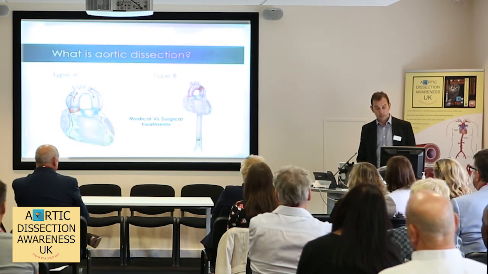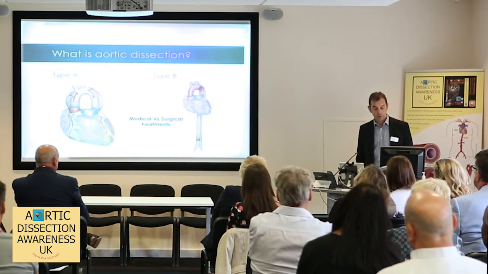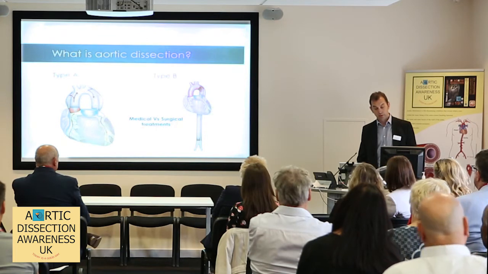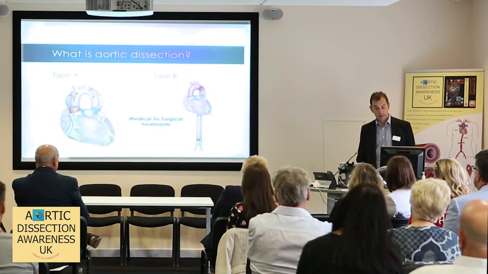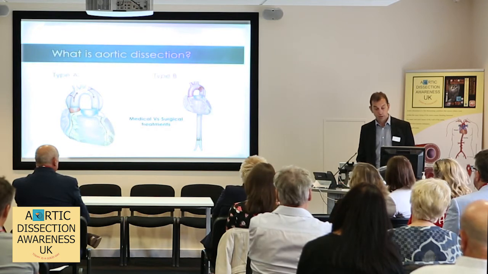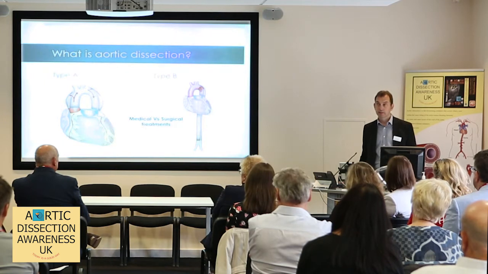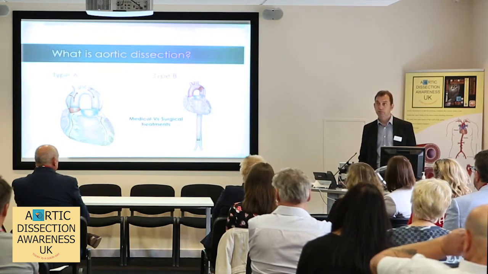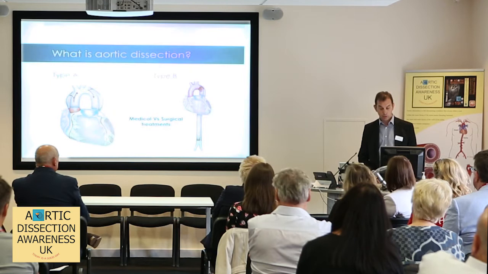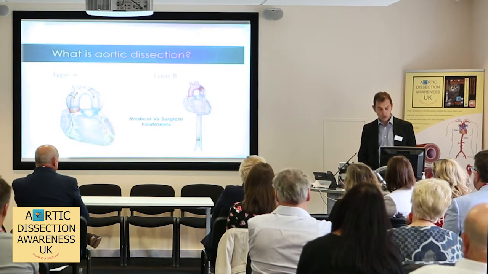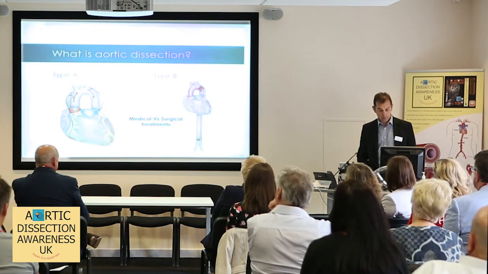Type B starts usually just beyond this artery here called the left subclavian, which goes to the left arm, and it splits all the way down usually to the legs. And it's been shown quite clearly that a simple type B dissection should be treated medically with blood pressure control. There are some more complex type B dissections that will need some sort of intervention, either a stent or even surgery. So that's the basics of type A and type B.